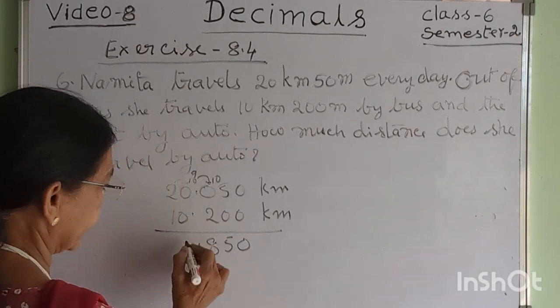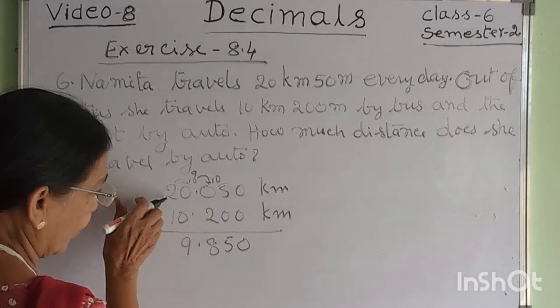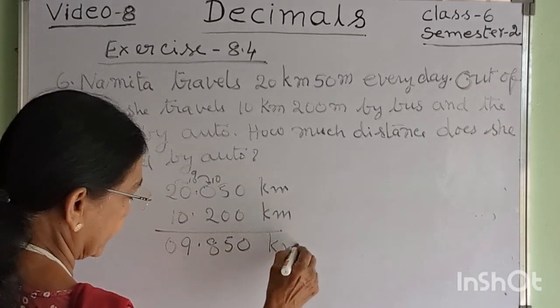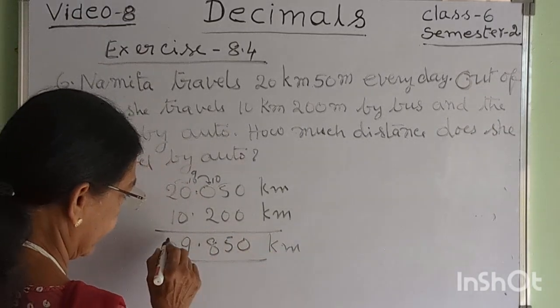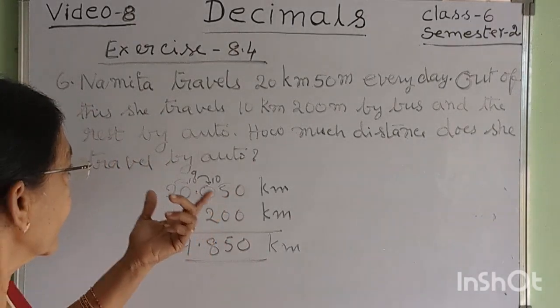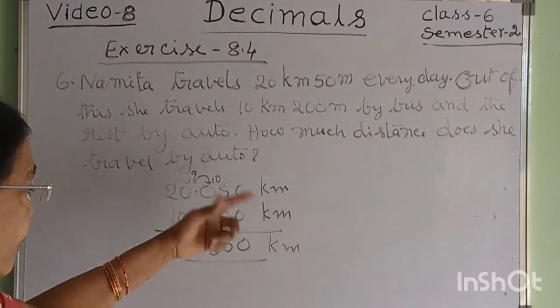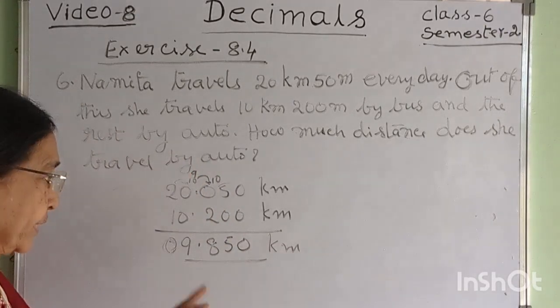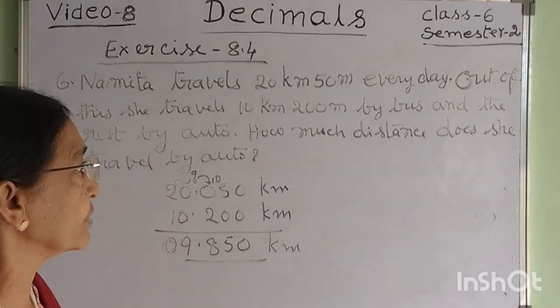Here 9 remains, 9 minus 0, 9. So 1 remains, 1 minus 1, 0. So in kilometers, that is 9 point, this 0 has no value. Therefore, the remaining distance which she travelled by auto is 9.850 kilometer.